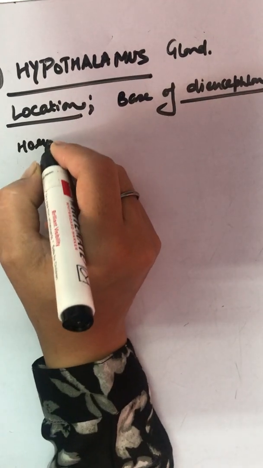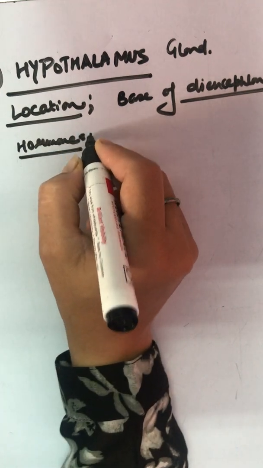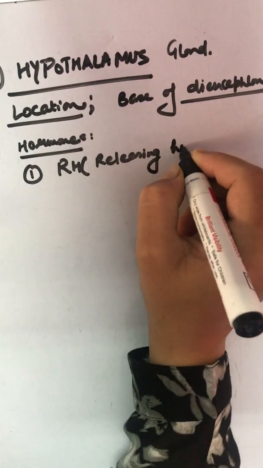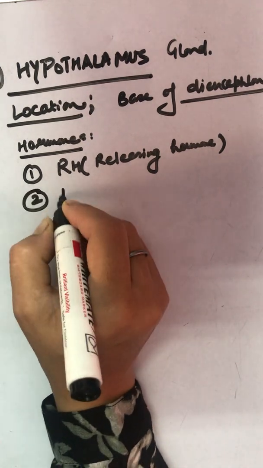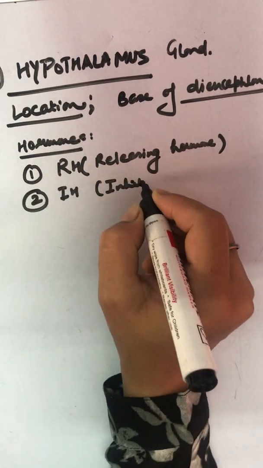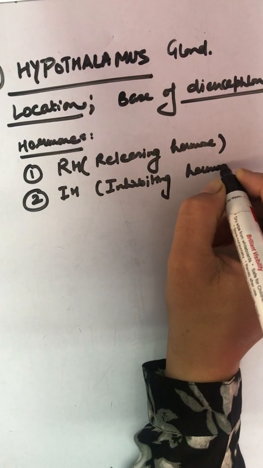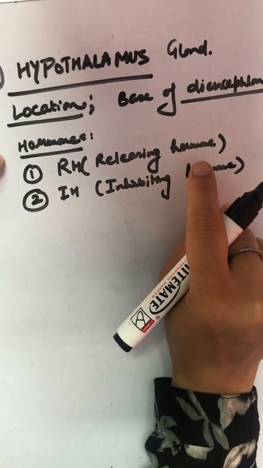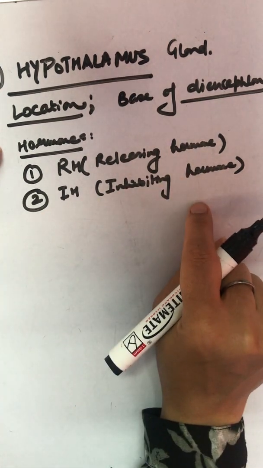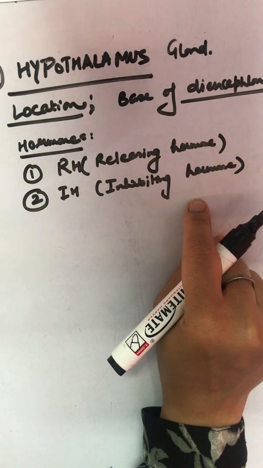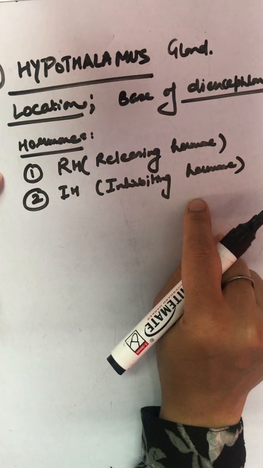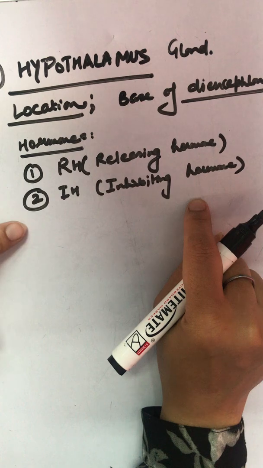Then the hormones that it releases are, first of all, RH. What is RH? Releasing hormone. And secondly, IH, inhibiting hormone. What does it mean? It stimulates the anterior pituitary to secrete certain hormones, and it will inhibit that pituitary also, to stop the secretion of such hormones. Basically, the hypothalamus has to decide whether to allow the anterior pituitary to secrete hormone or to stop it. That is why releasing hormone or inhibiting hormone.